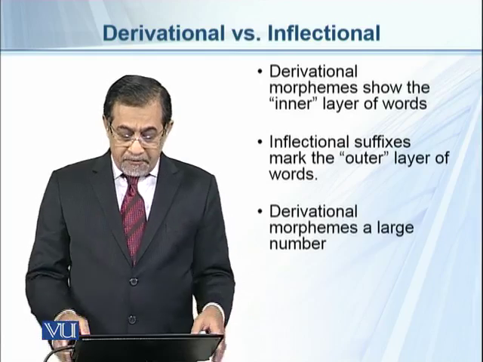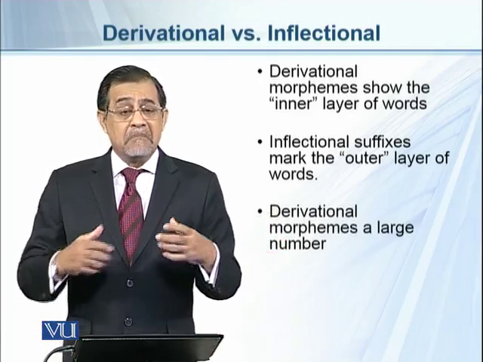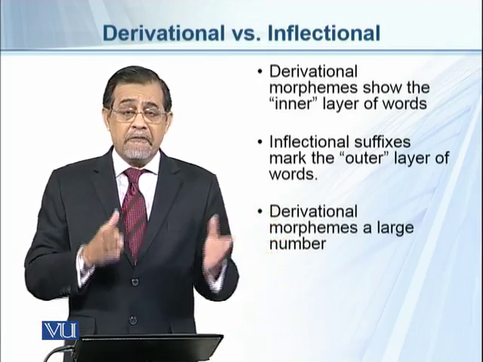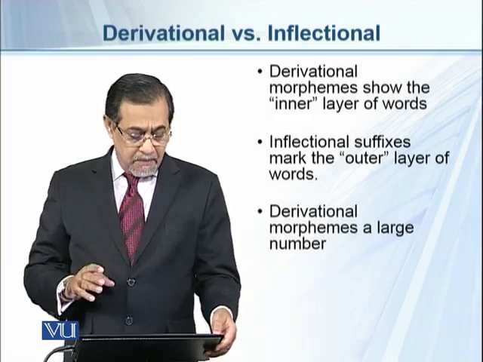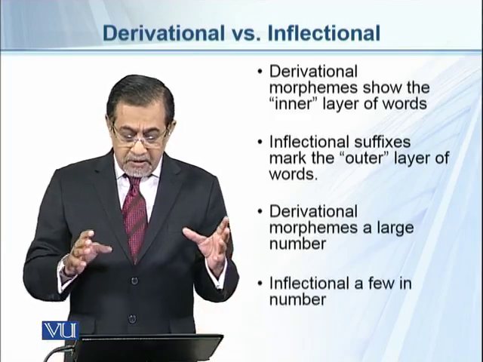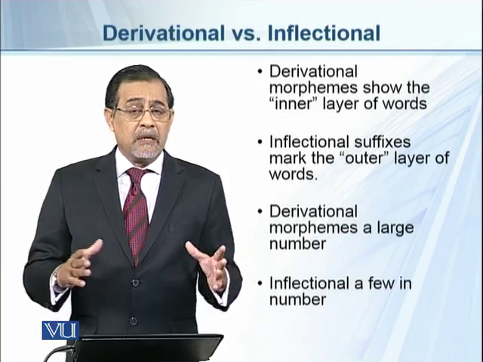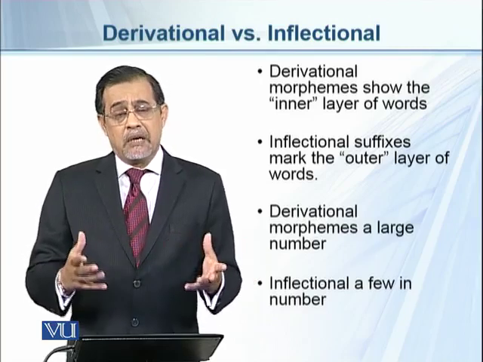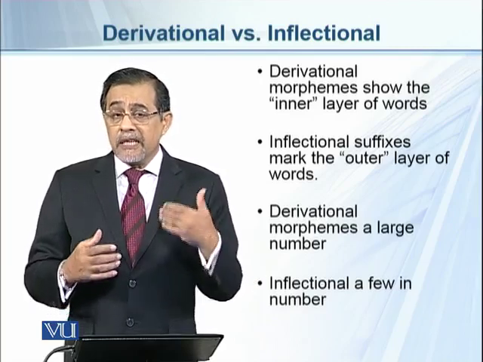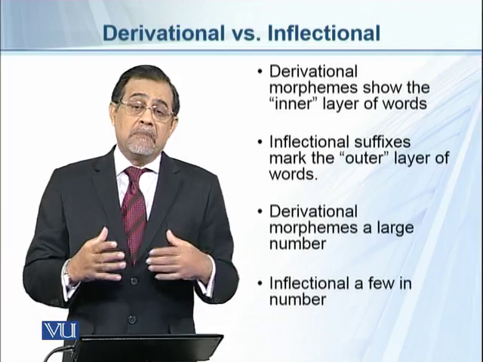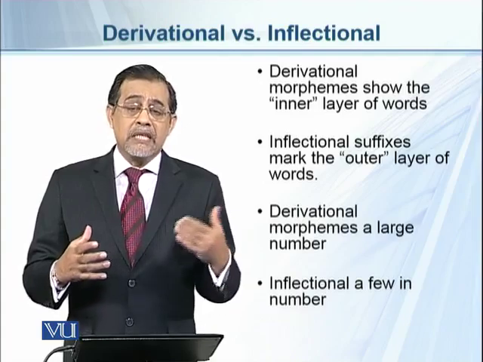So derivational morphemes are large in number. They are many, contrary to the inflectional morphemes, which are very few, only 8 in number. So inflectional morphemes are a few in number. They are 8 in number. They are contrary to the derivational morphemes, which are many, and there is a chance of their increase as they are comparable to the content words or lexical words.